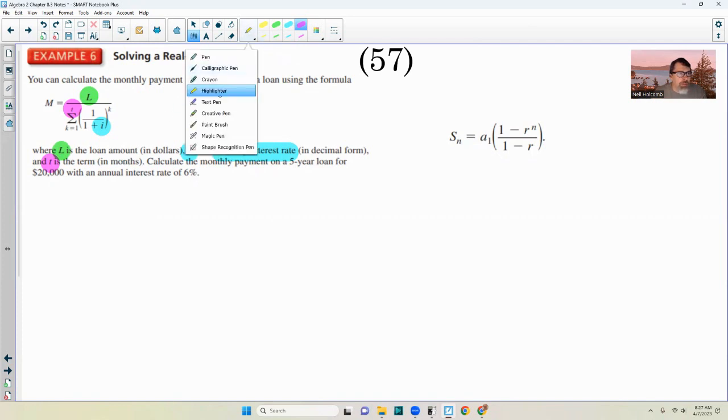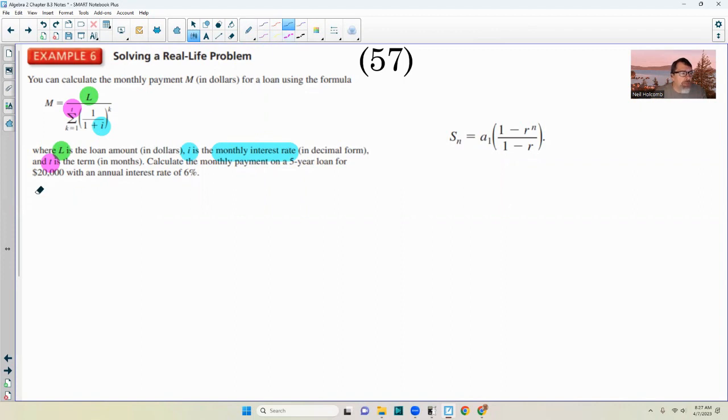Okay, so we need to be really careful here. Let me switch back to my pen. Let's see, what did I use? Green, L. So L equals. So L is the loan amount in dollars. So we want to calculate the monthly payment on a 5-year loan for $20,000. So there's my L, $20,000.